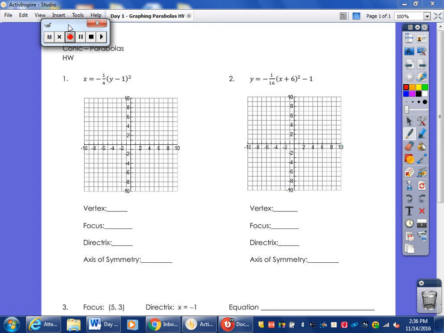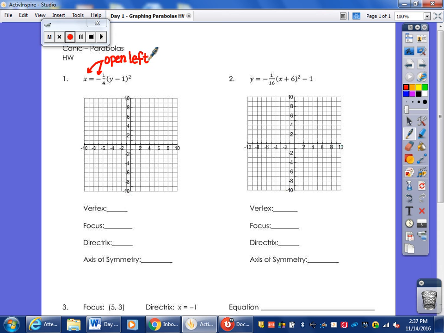So, first thing we taught you was that if it starts with an x equals, then it's going to be a left to right. And if it starts with a y equals, it's going to be an up and down. And then the sign in front of the fraction is going to tell you whether it's opening left or opening right. So x means left or right, and since it's negative, it's going to open left. That's P. So that you can visualize what this is going to look like.